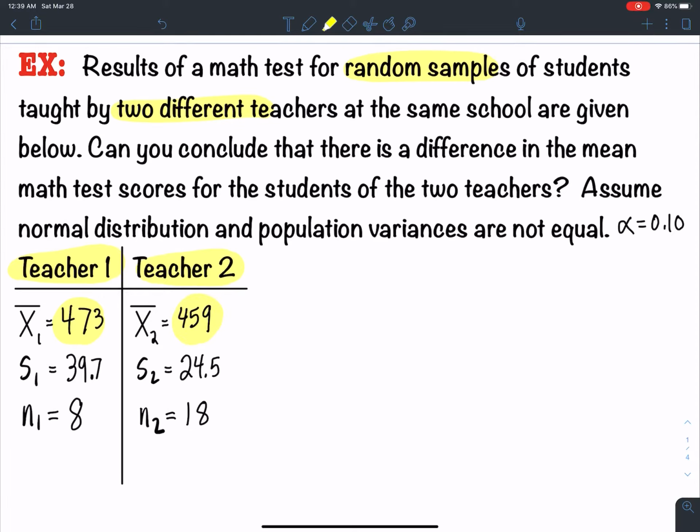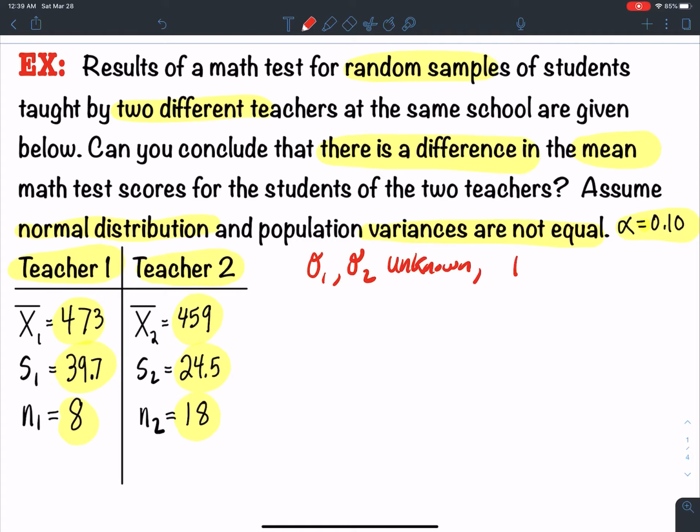All right. Can you conclude that there is a difference? So is there a difference in the mean math test scores for students of the two teachers? Assume normal distribution and the population variances are not equal. Okay, alpha 0.10. So everything that's highlighted is what's important information for us. Okay, so sigma 1 and sigma 2, I don't see that anywhere. I have sample standard deviations. That's all I have. So these are unknown. Okay.